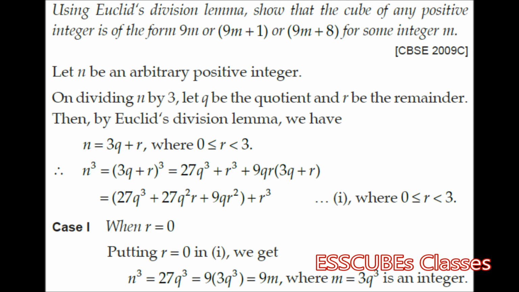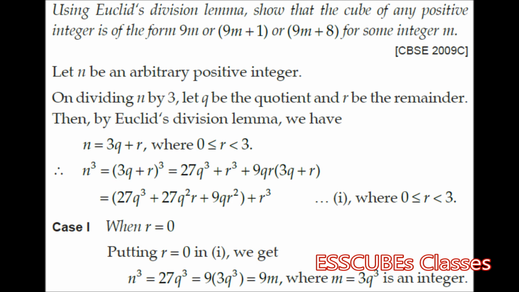So what I do, I take and represent this as n is equal to 3q plus r, where n is any arbitrary positive integer, and q and r are quotient and remainder respectively. Since it is 3q plus r, the value of r can range between what? 0 to 2. That is 0, 1 and 2. It cannot exceed 2, right? Let us take a cube of this.